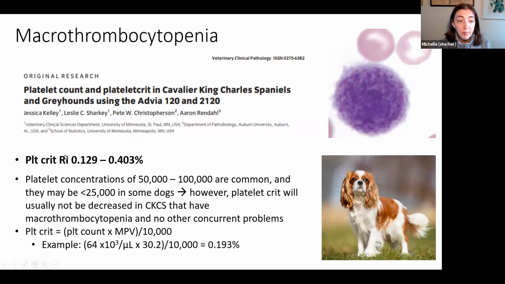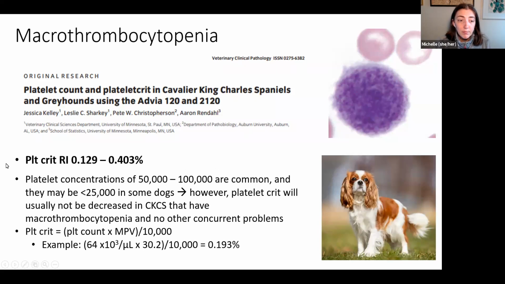And so often for Cavaliers, the reference that we use to see if they have a normal amount of platelets is their plateletcrit. That's similar to a hematocrit, where we're looking at the actual volume of platelets, so their number and their size. These dogs don't have any bleeding issues, because although they have lower platelet counts, they also have very large platelets in their peripheral blood, and that makes up for it. So we look at their plateletcrit, and we don't have a reference range at our lab, but we use this reference interval generally from this paper.